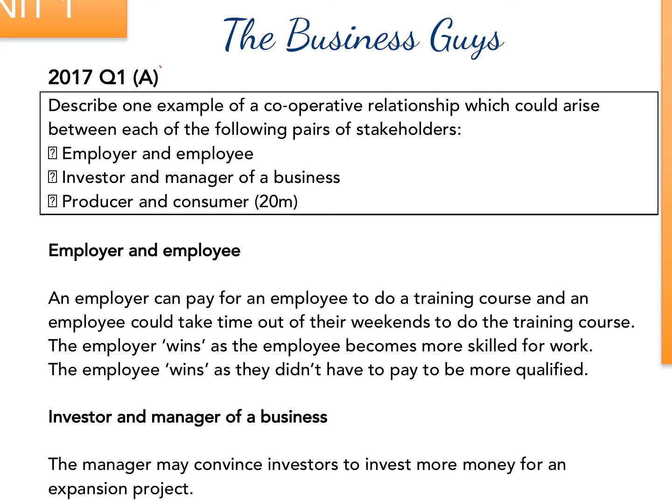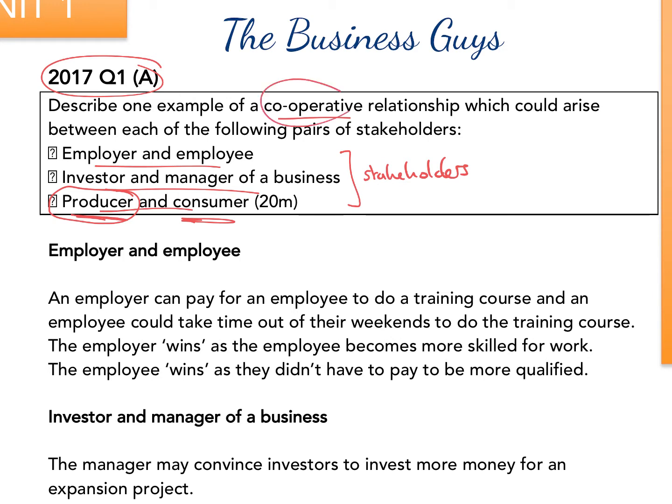A similar question came up in 2017. Describe one example of a cooperative relationship which could arise between the different pairs. The question is testing whether you know the information about the stakeholders. Do you know keywords as to what role they play? A producer is like a manufacturer who creates goods or services and then can sell them direct to the consumer, or sell them to a retailer who would then sell them to the consumer. If you think producer, you think Nike, and if you think consumer, you think of yourself. Then we want to look at a cooperative relationship showing how both of you could win.